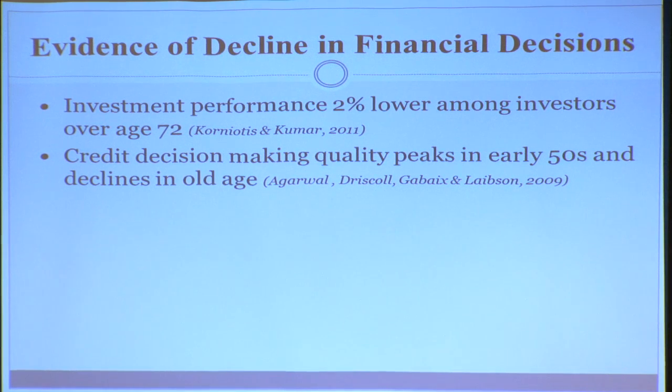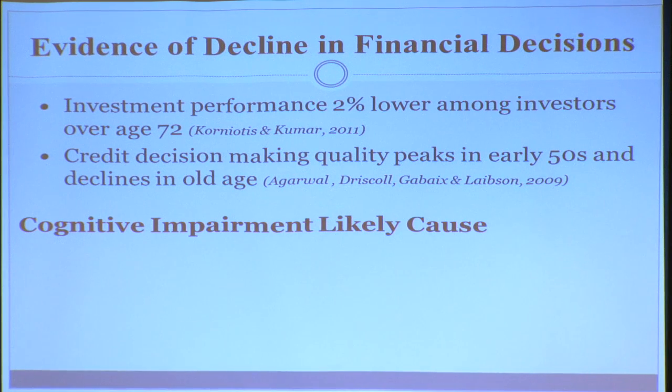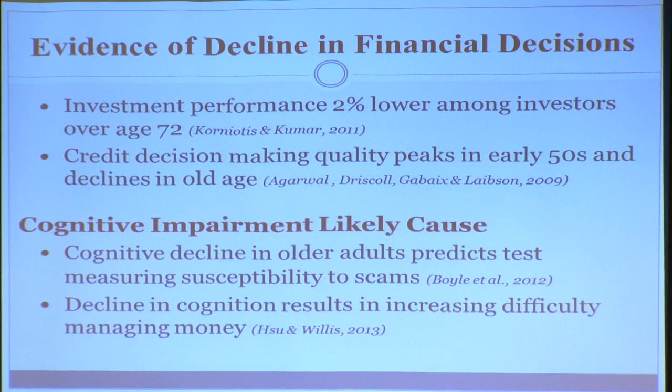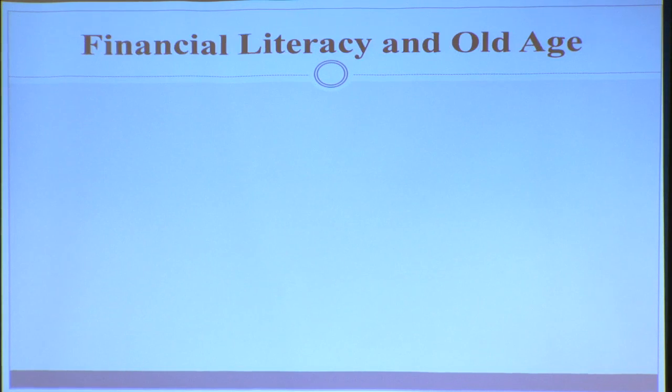And whether it be investment performance or different credit-related decision-making activities, we see that same decline in quality of decisions. And in fact, there's also some convincing evidence that the reason why this decline is occurring is because of a natural decline in cognition. So there have been a couple of other studies that are able to match this decline in decision-making ability somewhat to the decline in cognition.